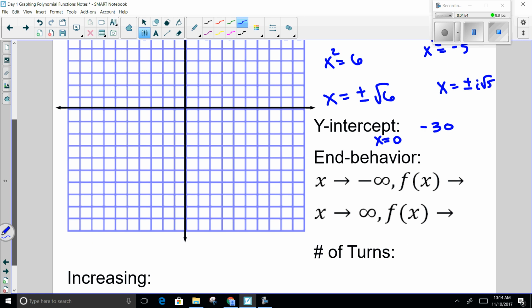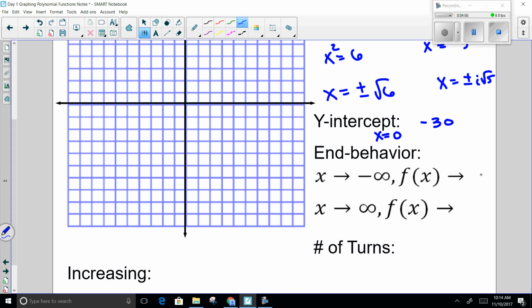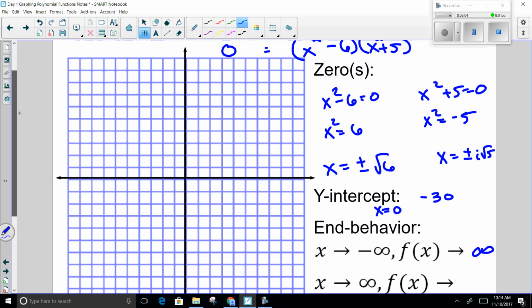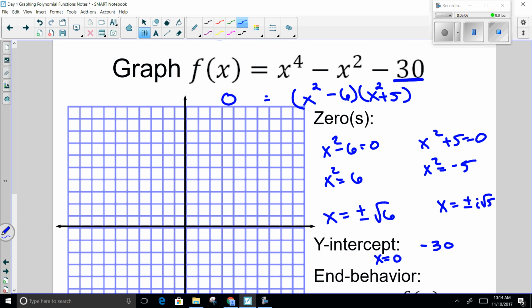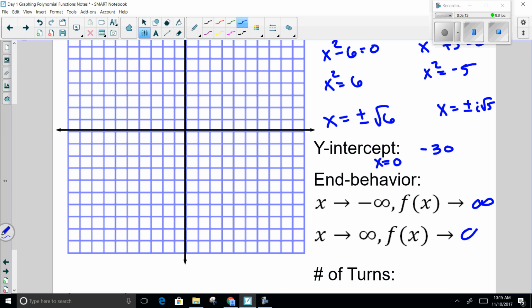So as x goes to negative infinity, the y values are going to go to positive infinity, because a negative times a negative times a negative times a negative is a positive. Now as x goes to positive infinity, again, come back up here, take a really large number, plug it in. A positive times a positive times a positive times a positive is a positive, and it's going to be a really large number. Okay?